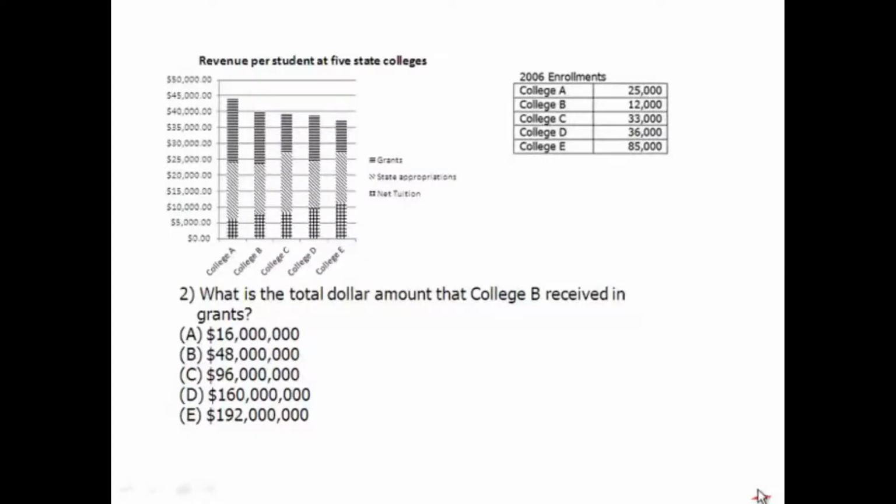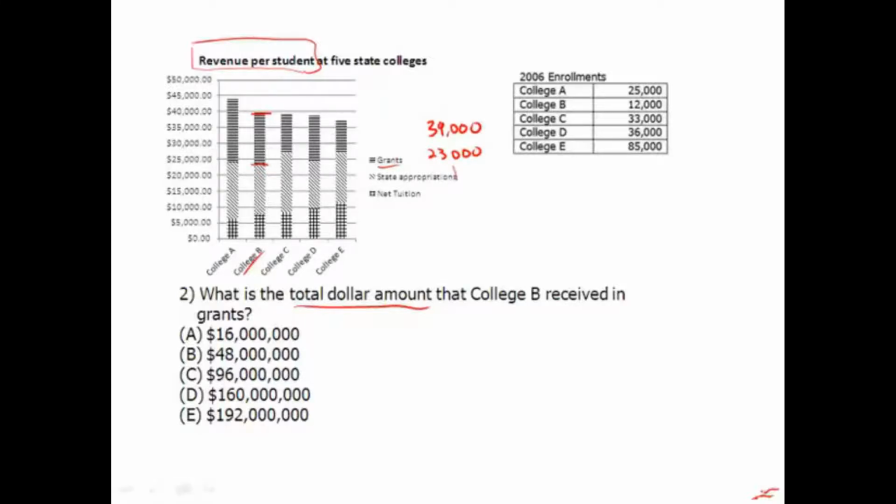What is the total dollar amount that College B received in grants? So notice we're looking for a total dollar amount, and here we're given revenue per student. So we're going to have to be careful about that. So first of all, we'll look at College B. Grants are the top line. So the bottom part of that top piece, that appears to be about 23,000. And the top part, just below 40,000, let's call that 39,000.